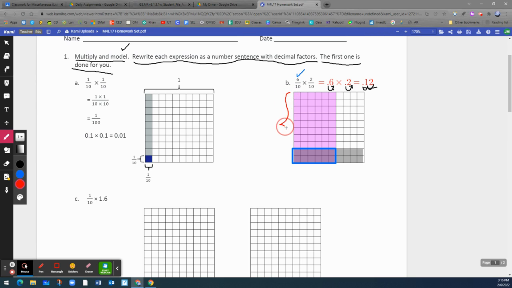This model shows the number 6 out of 10. In other words, it shows with the decimal form, 0.6, so that would be 6/10. The number below it, which is the multiplying factor from here to the right, represents 2/10. This will be equal to, written as a decimal, 0.2. So that's how you solve these problems, my friend.